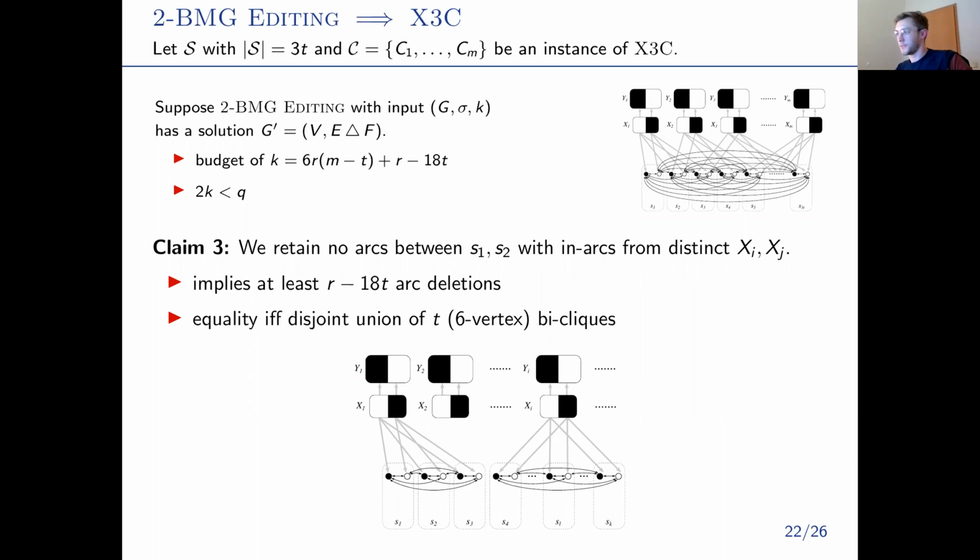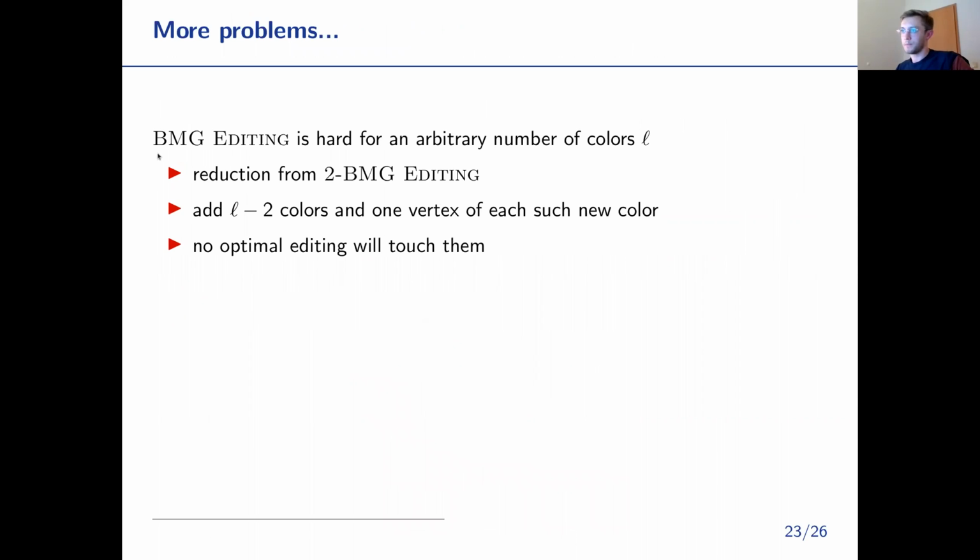So I hope I could convince you a bit that this problem is hard. I still haven't talked about the general problem. I think it's quite intuitive that if the problem is hard for 2 colors, it won't get any easier for more colors. But anyway, we have shown it for an arbitrary number of colors simply by reduction from 2 BMG editing. The main idea is to take an instance of 2 BMG editing and add another L minus 2 colors and 1 vertex of each of those new colors, and then attach them in a way such that no optimal editing will ever touch them. And this then establishes that the general problem is also hard.